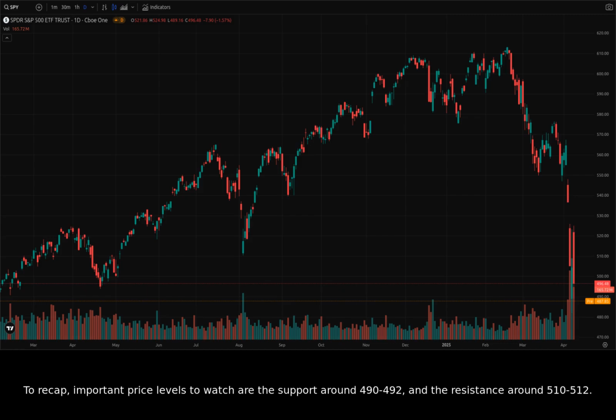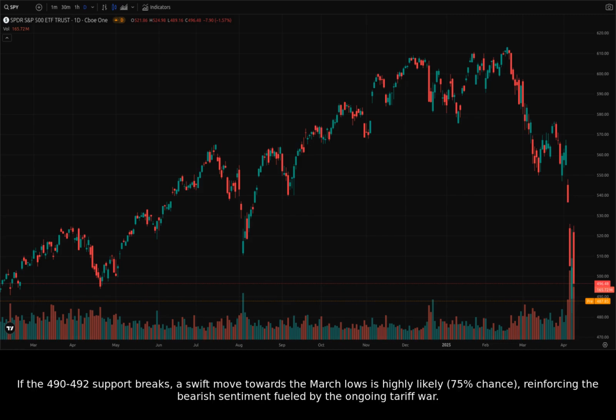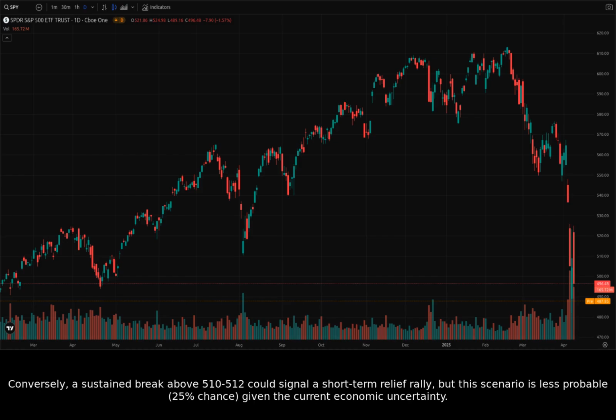To recap, important price levels to watch are the support around 490 to 492 and the resistance around 510 to 512. If the 490 to 492 support breaks, a swift move towards the March lows is highly likely, 75% chance, reinforcing the bearish sentiment fueled by the ongoing tariff war. Conversely, a sustained break above 510 to 512 could signal a short-term relief rally, but this scenario is less probable, 25% chance, given the current economic uncertainty.